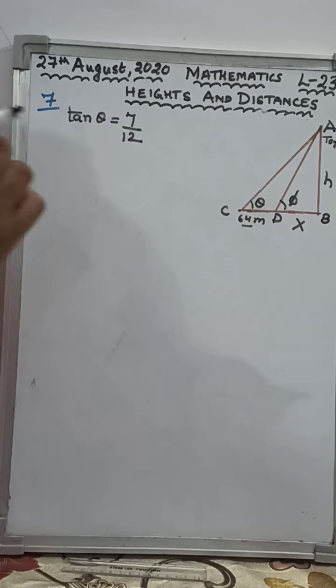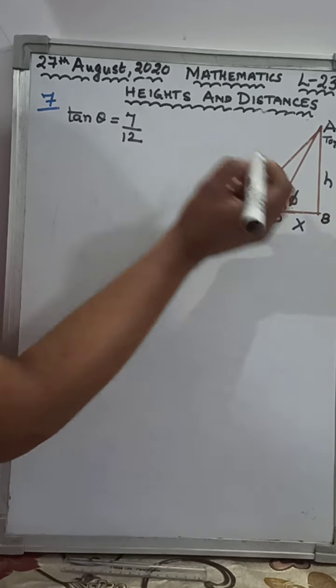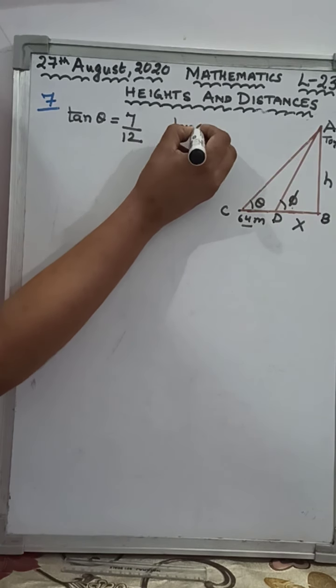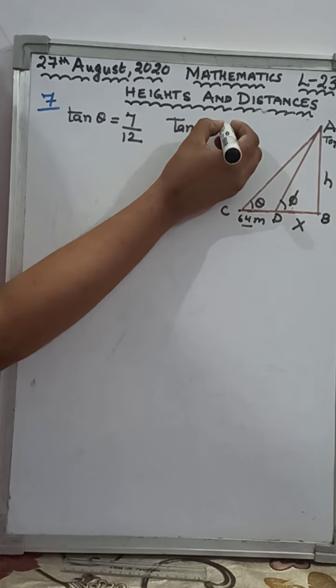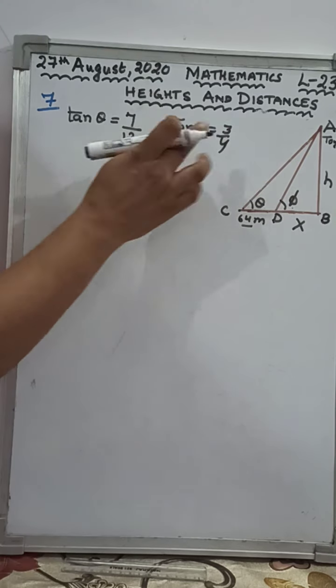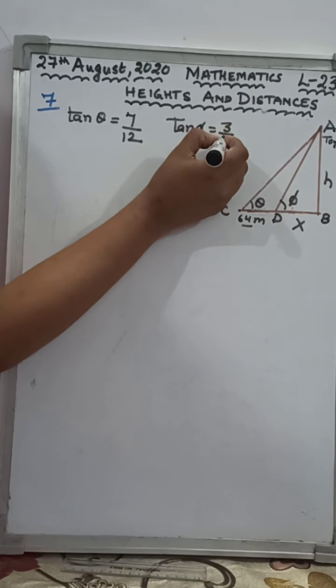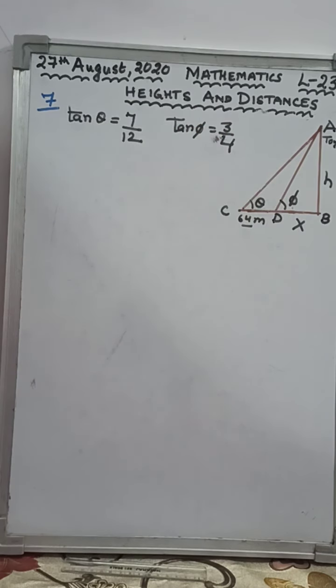And reaches the point D. The angle of elevation is now phi. So tan phi value is given to us. Tan phi is given as 3 by 4. Clear? Now what we have to find over here? We have to find the height of the tower H.